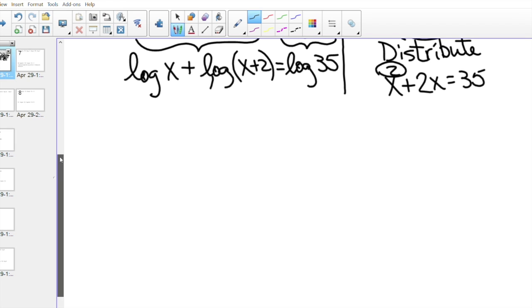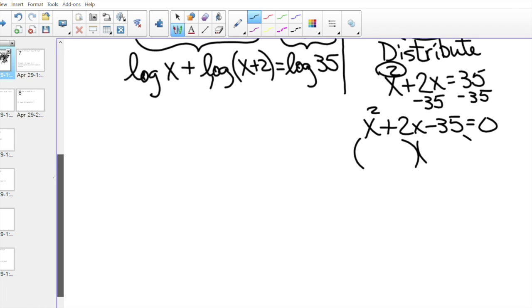Rule number 1 is that it must equal 0, so we subtract 35. So we have x squared plus 2x minus 35 equals 0. Factor. Trial and error or simple? I hope you said simple. We need two numbers that multiply together to give you 35, but if you subtract them, you get 2. Now remember, when you subtract, the sign of the larger number is the same as the middle term.